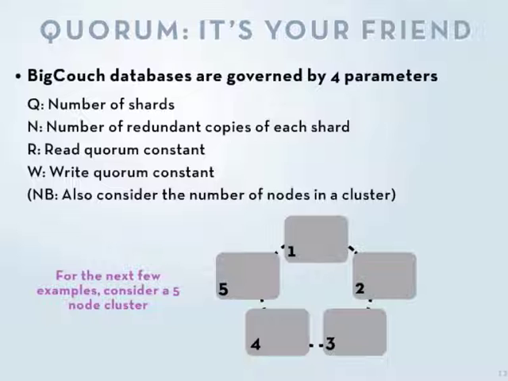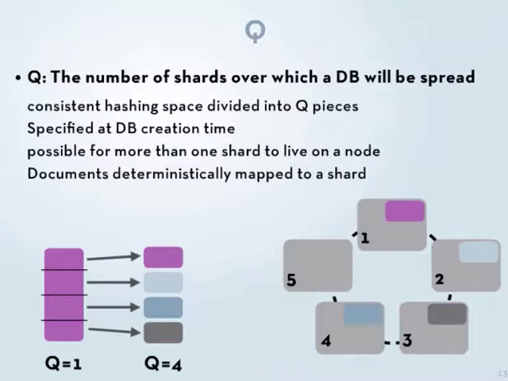Right. So now that you've got a BigCouch cluster, there are a few things you need to know in order to get the best use out of it. There are really 4 parameters that govern a BigCouch database, that govern whether you're going to have a redundant database or simply one that's not. Those 4 parameters are Q, N, R, and W. We'll go into each of them on the next slides. And in each case, we're going to be considering this 5-node cluster.